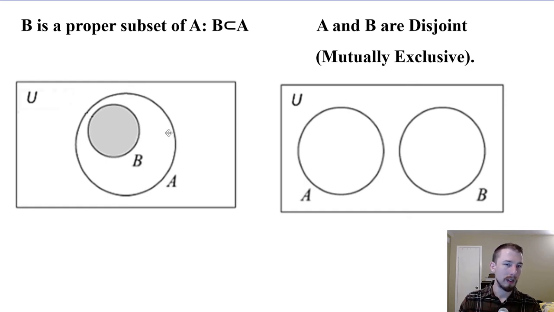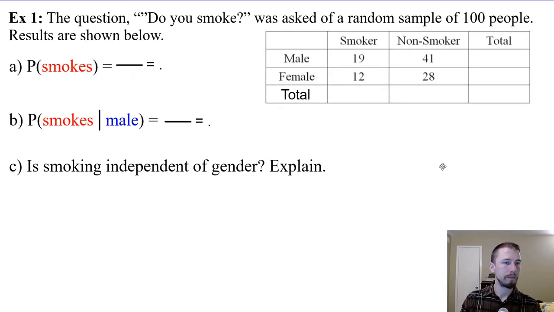B is a proper subset of A, and so we'd say that it's a proper subset where it's strictly less than, but it's a U because we're talking about sets. If we had a line underneath it, then it would just be a subset, which might be an improper one where they're actually the same set. Then A and B are disjoint, meaning they're mutually exclusive. All right, so let's do 3 examples, and then we're done.